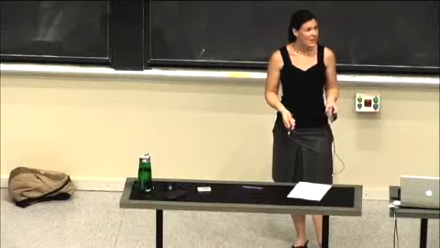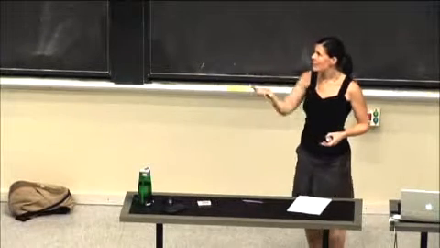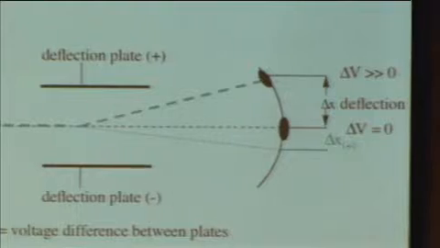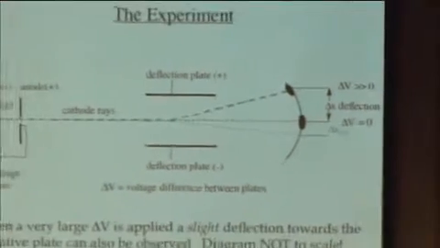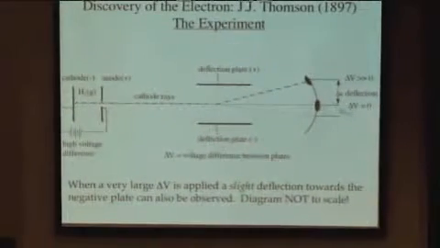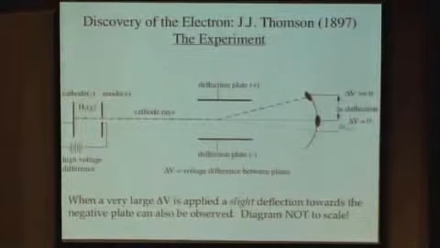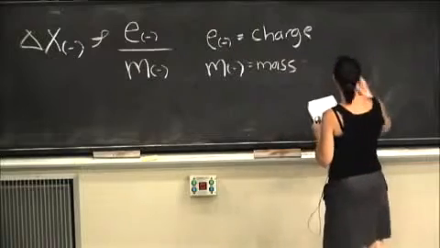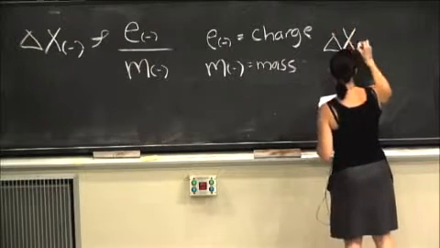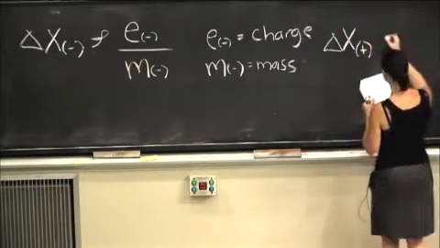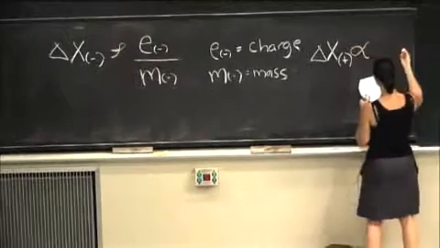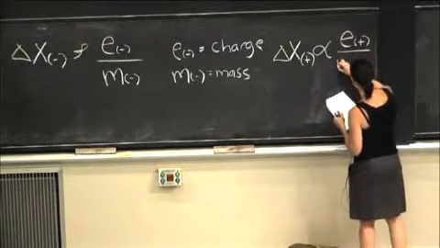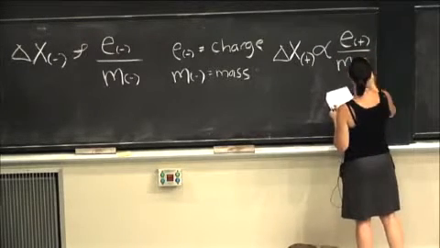But what he could tell from the fact that there was a second particle at all, and the fact that it was in this direction, is that in addition to his negative particle, he also, of course, had a positive particle that was within this stream of rays that were coming out. So, of course, he can use the same relationship for the positive particle. So delta x now of the positive is proportional to the charge on the positive particle all over the mass of the positive particle.